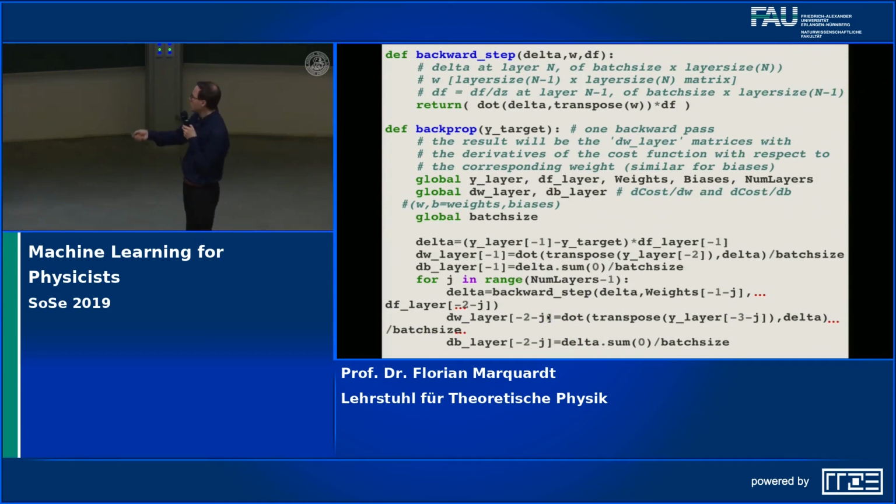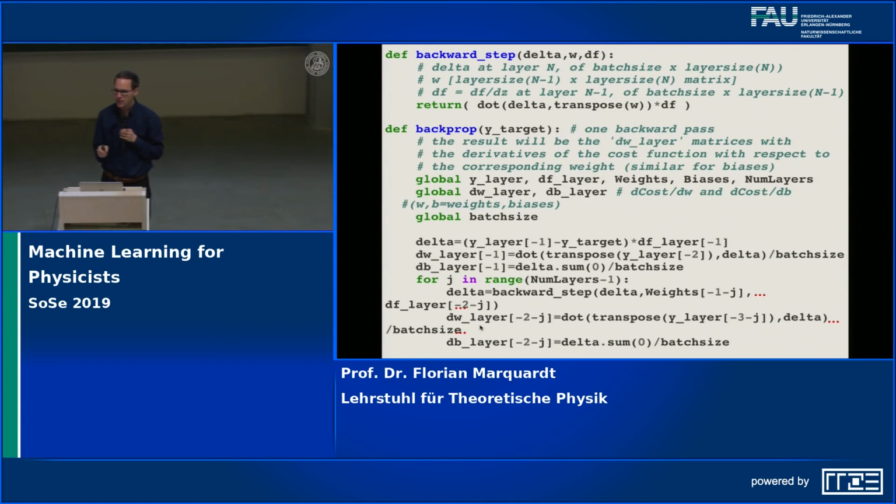So I collect all the gradients. So this is shown here. DW layer, and then here's the number of the layer. That will finally store the gradient of my cost function for this particular training example with respect to the weights of this layer. So this DW of layer actually has the same dimensions as the weights W in this layer, so some matrix. Okay. And this is enough. Then I can use the results of this to do a little stochastic gradient descent step.